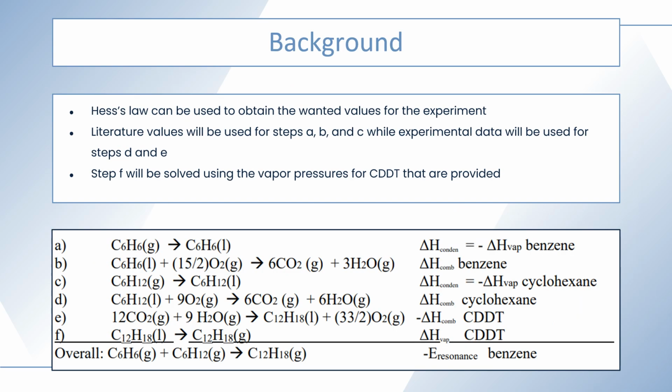So the values that can be measured from the experiment we're doing is the heat of combustion for both cyclohexane and CDDT. Unfortunately, not the heat of combustion for benzene because it is not safe. So literature values for the heat of combustion for benzene and steps A and C in the Hess's law picture that you can see on the slide will be determined using literature values. And then step F, or the heat of vaporization for CDDT, will be calculated by using experimental data that was given.